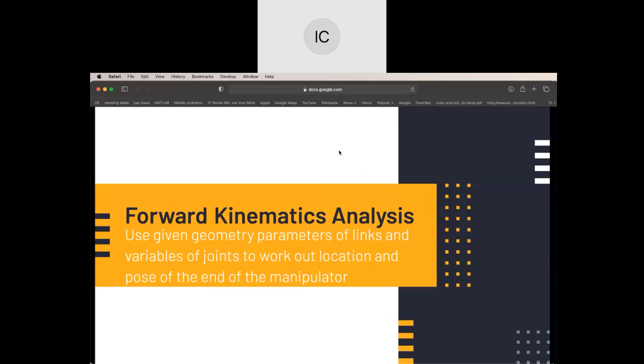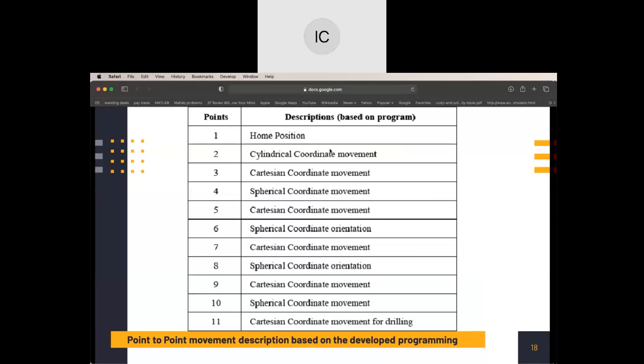So for our forward kinematic analysis, the developed programming has a point-to-point movement based on the numbering shown here in this matrix, and we have 11 points of movement that are studied in the model as we move along the robot arm. These descriptions are used to determine how those transformations are going to perform while we're moving along the axis. As I said, we have 11 points, and they're going to perform either Cartesian, spherical, or cylindrical.